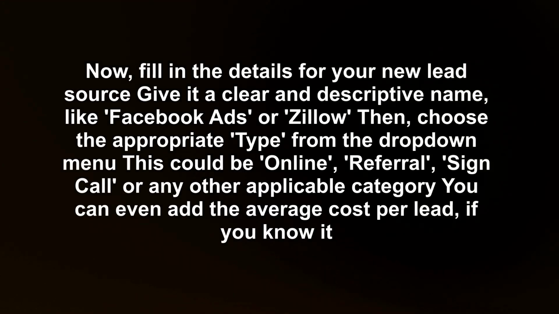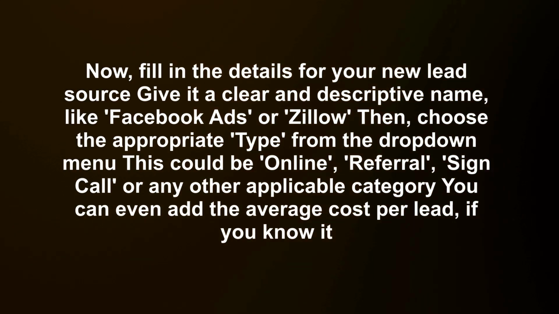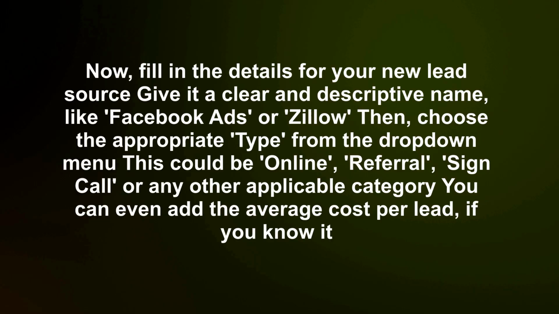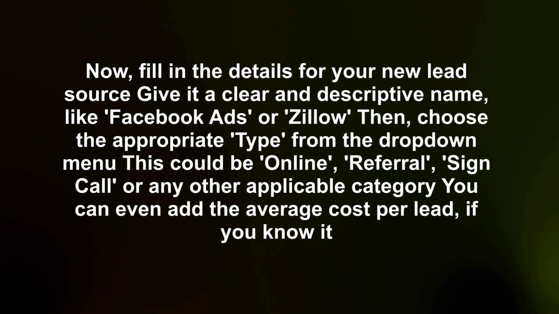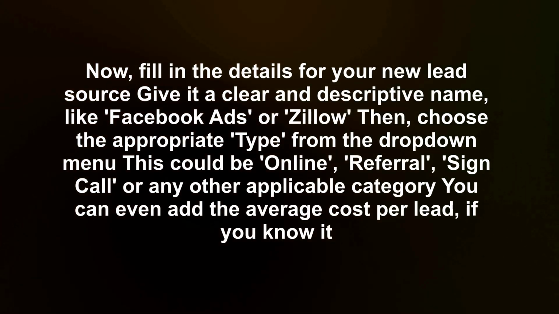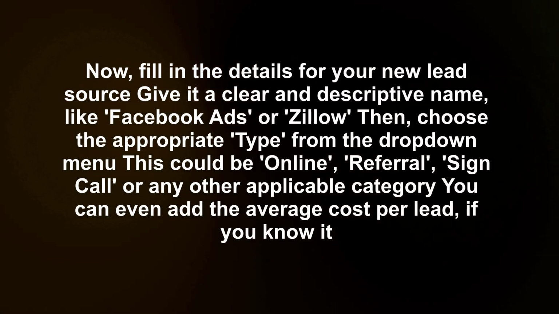Now, fill in the details for your new lead source. Give it a clear and descriptive name, like Facebook ads or Zillow. Then, choose the appropriate type from the drop-down menu. This could be online, referral, sign call, or any other applicable category. You can even add the average cost per lead, if you know it.